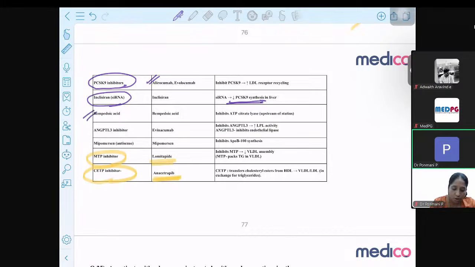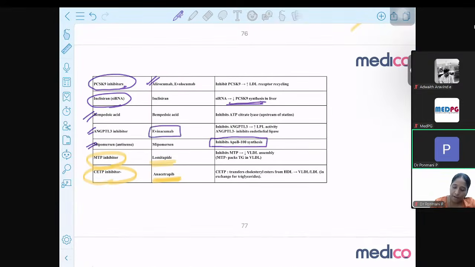Okay. We also saw bempedoic acid. And there is something which inhibits the ApoB100 synthesis. We saw ApoB100 is an atherogenic apoprotein which is present in the majority of the lipoproteins. So we have mipomersen, which is going to inhibit the ApoB synthesis. And we also have one more drug which is an ANGPTL3 inhibitor. This is evinacumab, which is going to increase the LPL activity. Please remember, alirocumab and evolocumab are different.